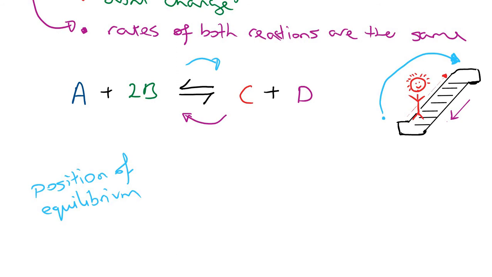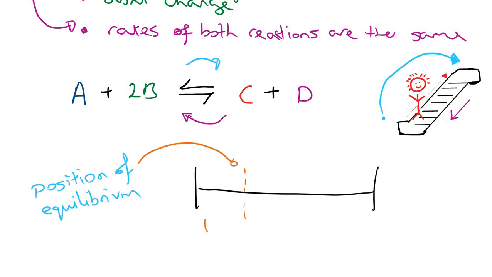So let's have a look at it in this way. If I drew out a line like this, my position of equilibrium could be here, over to the left. Let's say this is my midway mark here. So this green line represents the fact that I've got 50% products, 50% reactants in the traditional sense.